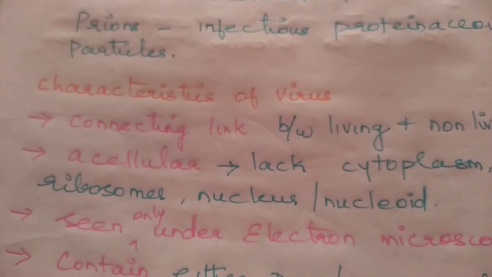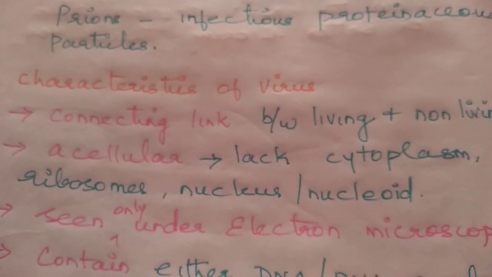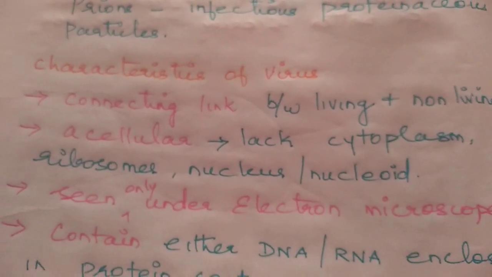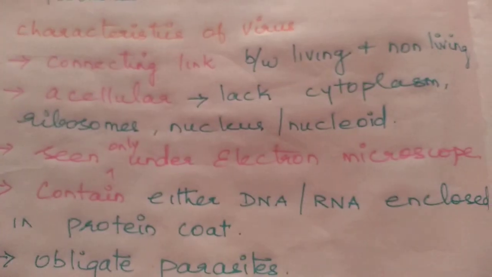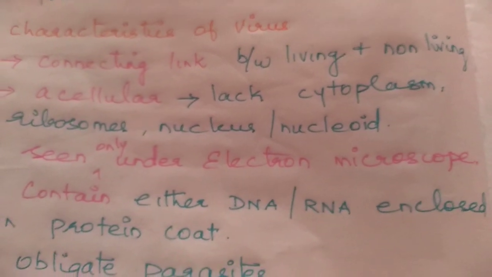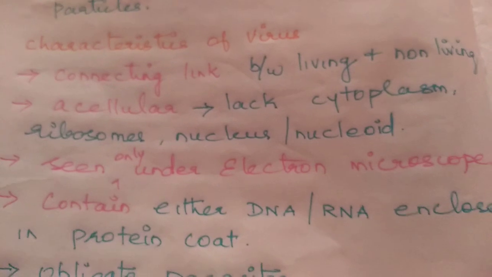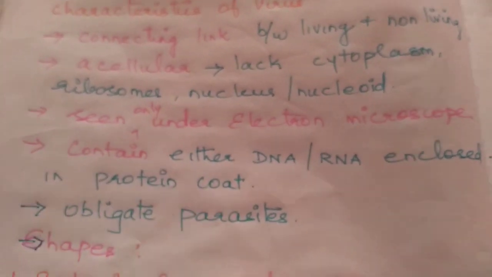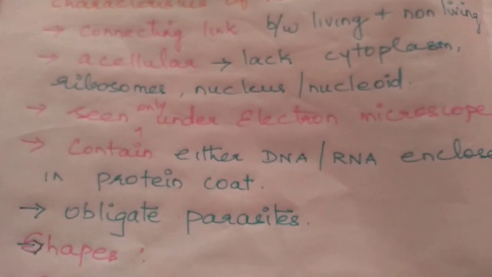And the next important thing is it is acellular. So they lack cytoplasm, ribosomes, nucleus or nucleoid. And the important point is they can be seen only under electron microscope. They contain either DNA or RNA enclosed in a protein coat. And they are obligate parasites.